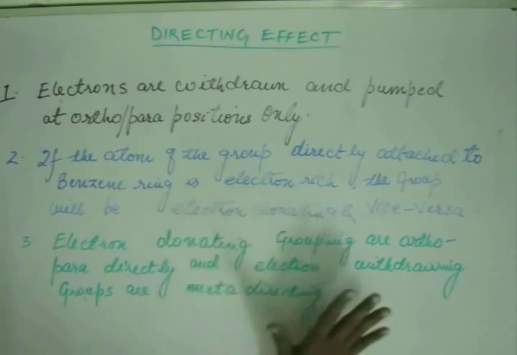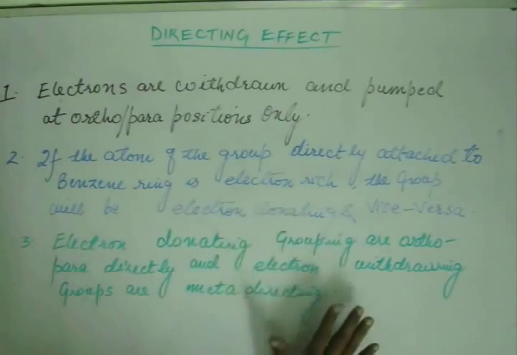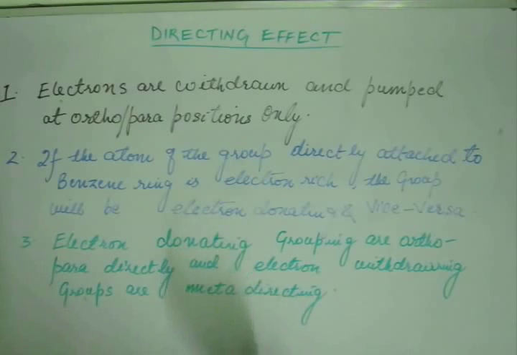Once you identify whether the group is electron withdrawing or electron donating, you can identify the position of the next incoming electrophile, because an electron donating group will be ortho-para directing and an electron withdrawing group will be meta directing. Now why should that be so? I told you I will recapitulate that.